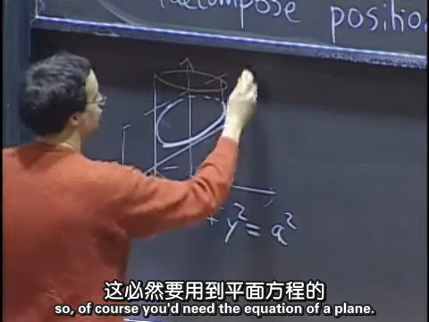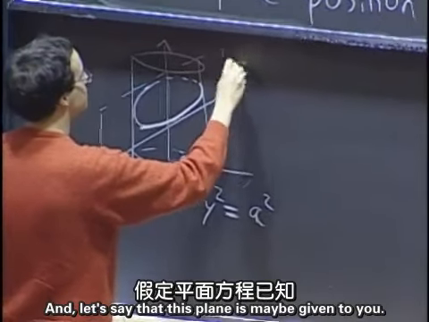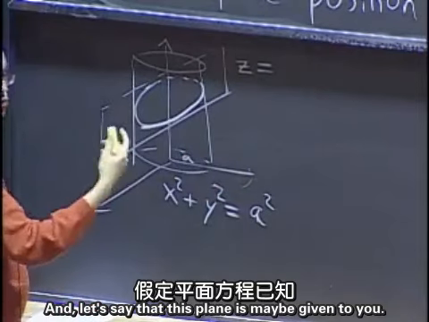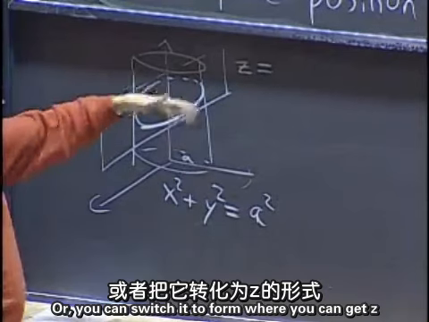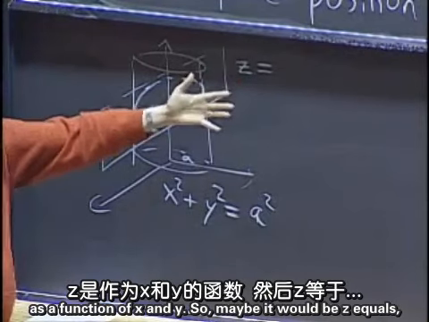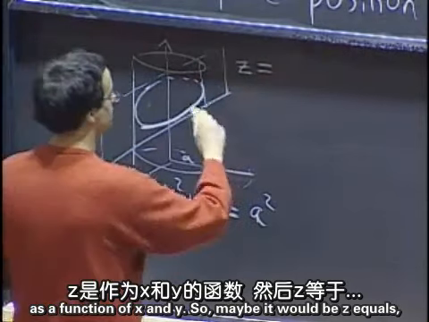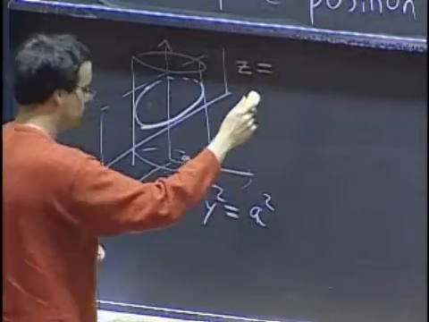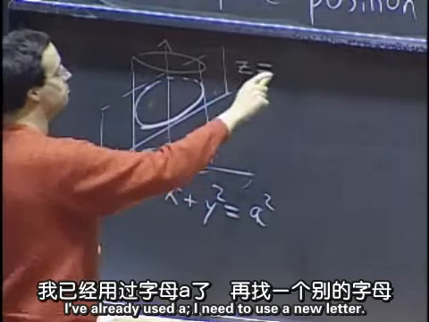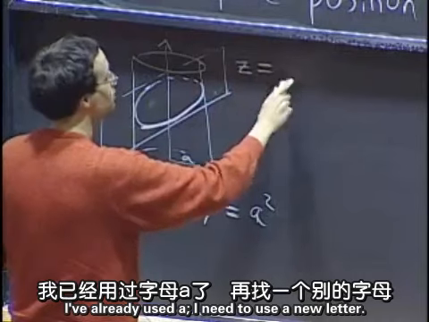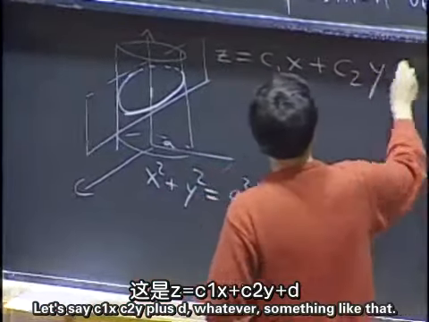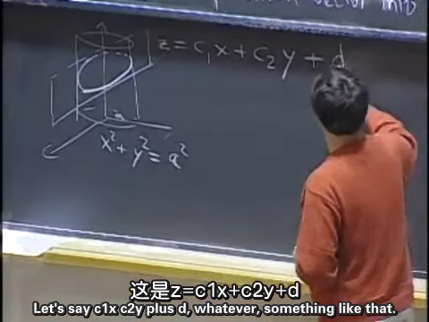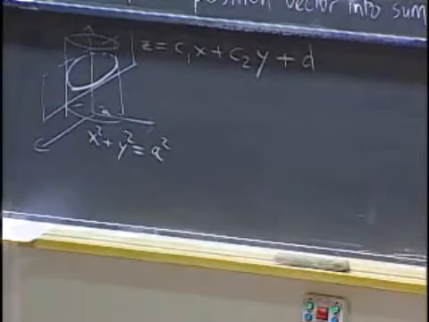So of course you'd need the equation of a plane, and let's say that this plane is given to you, or you can switch it to a form where you can get z as a function of x and y. So maybe it would be z equals, I already used a, I need to use some new letter. Let's say c1 x plus c2 y plus d, something like that.